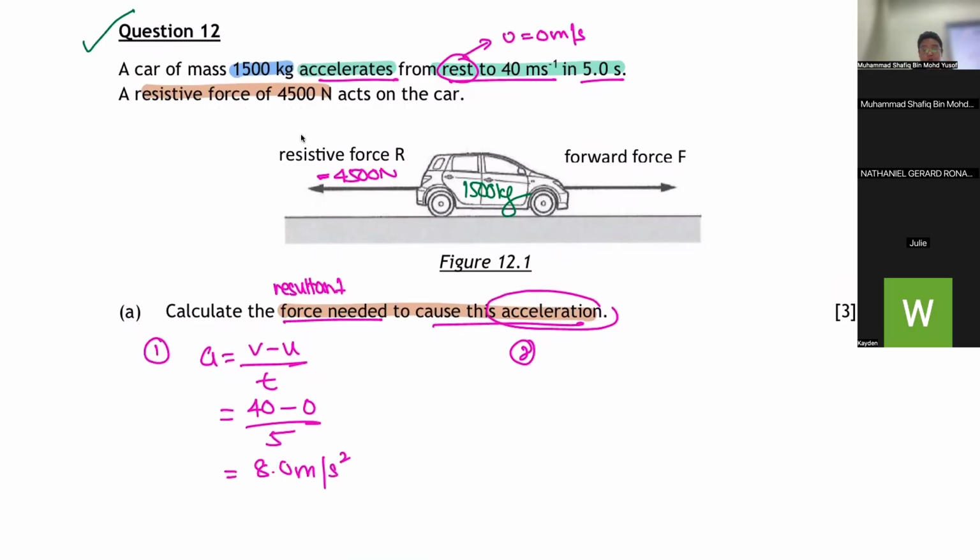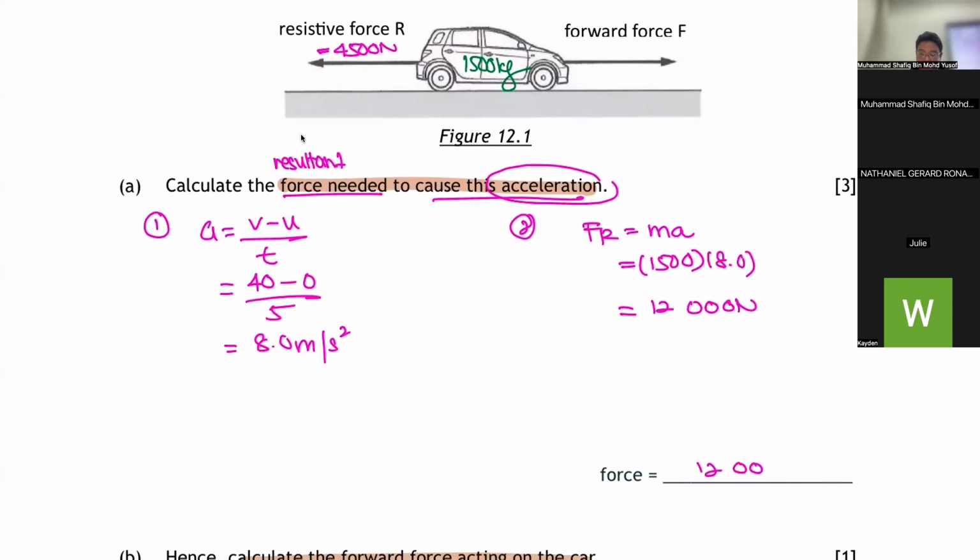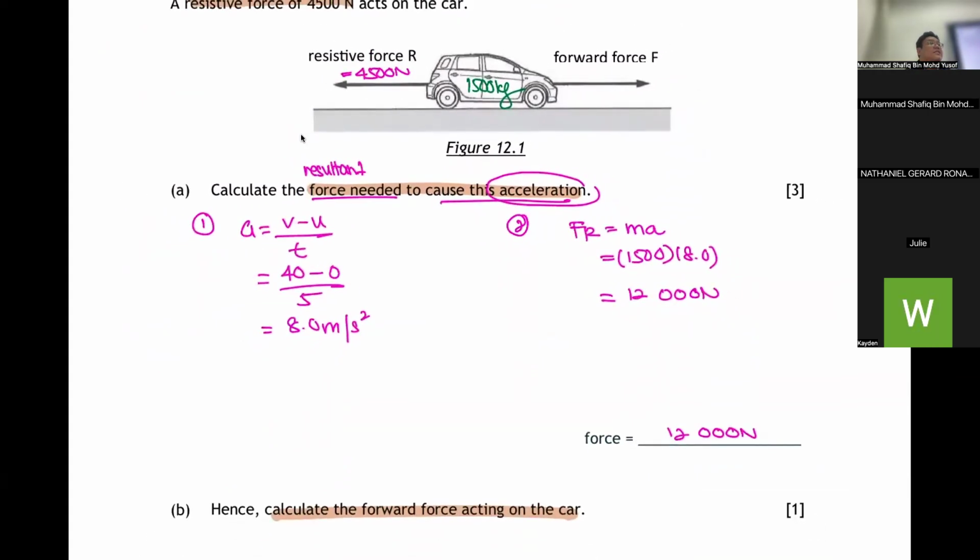Then from there, you can find what is the resultant force, which is MA. So 1,500 times 8 in this case. So you should be able to get around 12,000, I think, right? Is my math correct? 12,000, right? Correct. 12,000. Okay, thank you so much. So the force you need is 12,000 Newton. And take note, this is the resultant force you need.